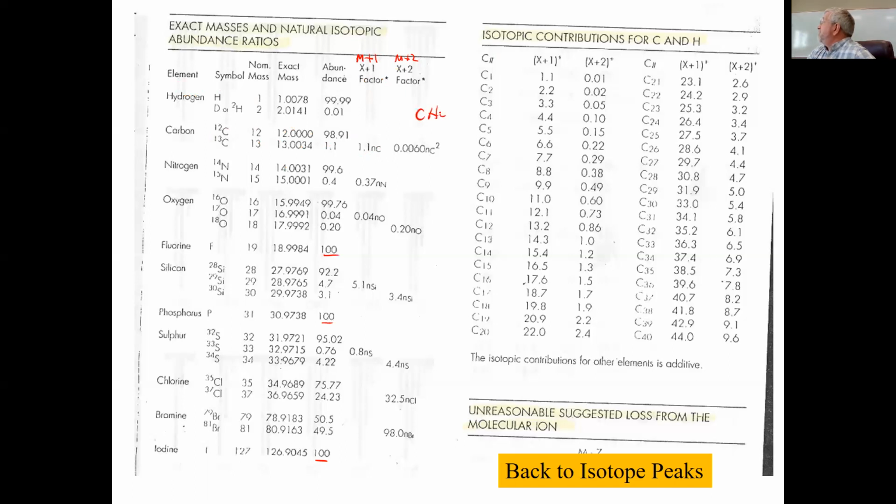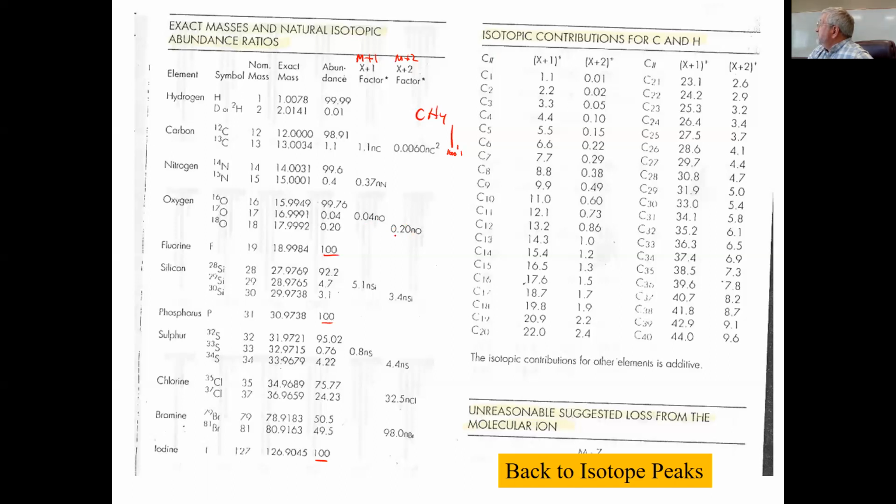If you have CH4, then the M peak would be 100, and the M plus 1 peak would be just 1. So this would be 100, and this would be 1 for that peak. There's a little bit of contribution. If you have 2 carbons, there's a potential you could have 2 carbon 13s in it, but the probability of that is really low. And so these are the contributions that you would expect to see.